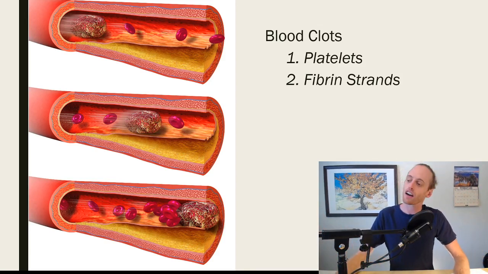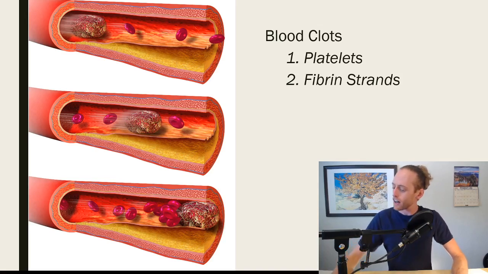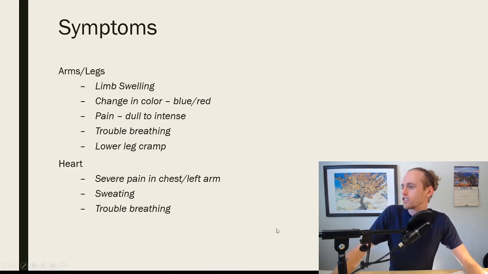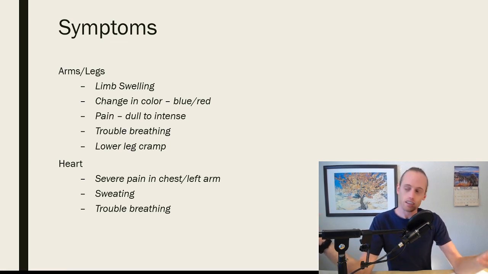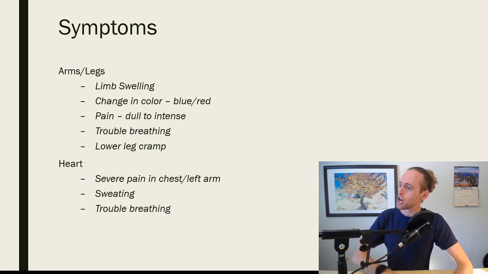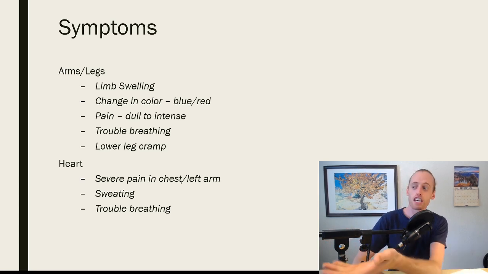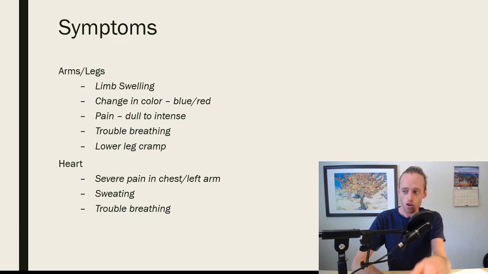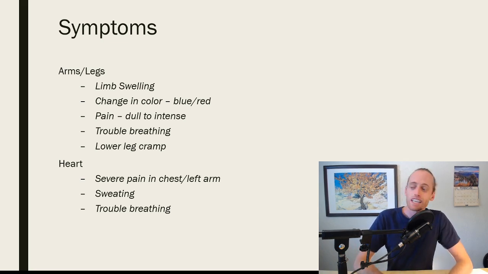That's why we need to take care of our blood vessels because we don't want heart attacks and we don't want strokes. That's what happens if it's in our brain. So some of the symptoms, let's look at, because this can occur anywhere in our body. So if you get one in your arms and your legs, this can lead to limb swelling. If it can block some of the water moving out in the blood vessels, we have changes in color. So your leg can turn reddish or bluish, particularly around the vein that is being occluded. We can get pain. This can be dull to intense, trouble breathing, and cramping in your lower leg.